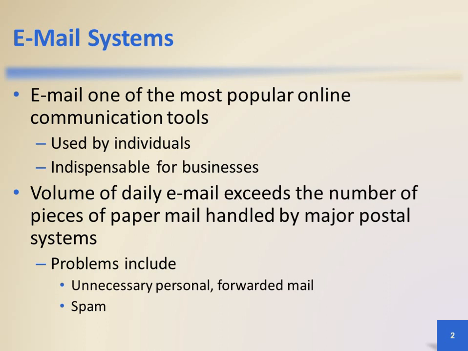Just starting with email, we know that it's one of the most popular communication tools we use. It's used by individuals, businesses. If you're working for a company, you probably communicate with most of your colleagues via email or instant messaging, but email is still very popular. You can see here, the volume exceeds the snail mail handled by our postal system. Some problems we know: sometimes there's unnecessary personal, forwarded mail. They can be blind carbon copied to people without your knowledge. Spam is a big issue. We've talked about spam in a previous module.